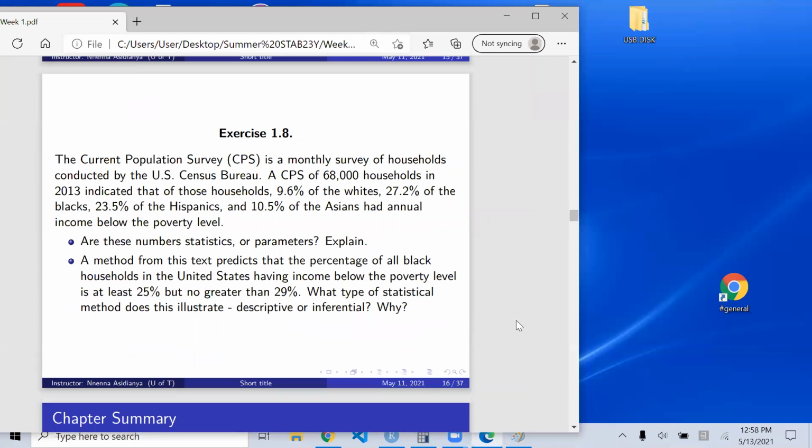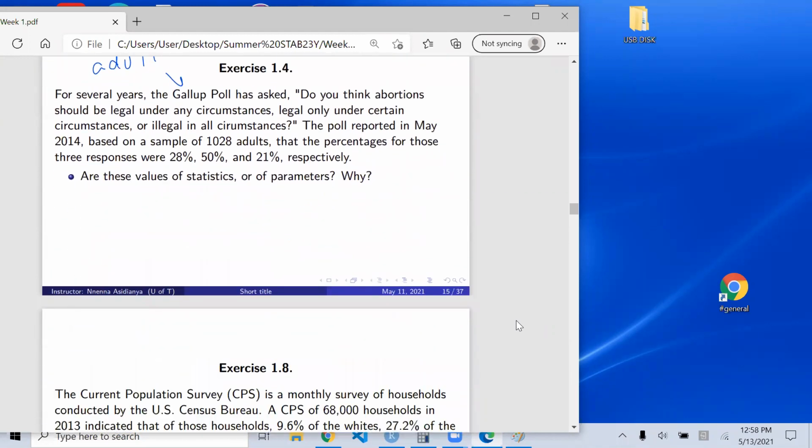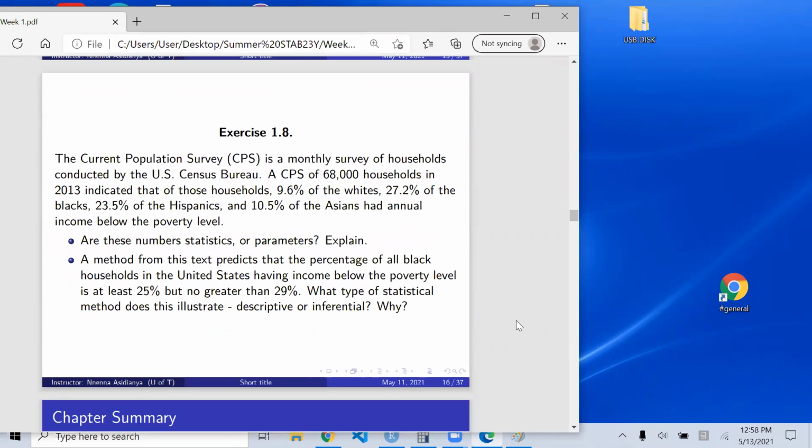It says the Current Population Survey is a monthly survey of households conducted by the U.S. Census Bureau. A CPS of 68,000 households in 2018 indicated that of those households, 9.6% of whites. So it should be American adult. Did I put Americans? Yeah, American adult. A subject is just an American adult, basically, right? But the set of all American adults is your population.